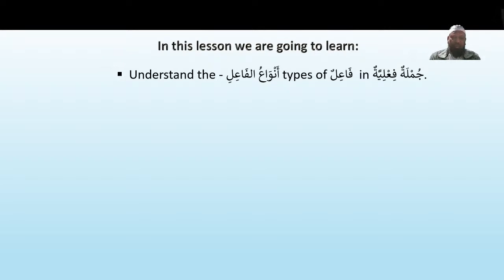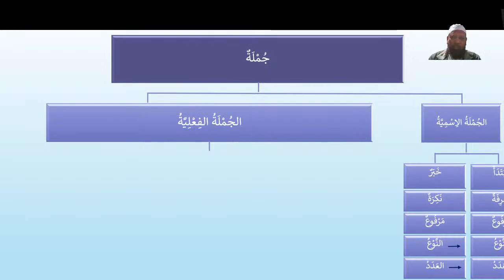In today's lesson, we're going to be learning and understanding Anwa'ul Fa'il, the types of fa'il in Jumlatun Fi'liyah, the types of subject or the types of doer in Jumla Fi'liyah. Let's recap very quickly what we've been doing. In Jumla Ismiya, we've learned two parts, Mubtada and Khabar.